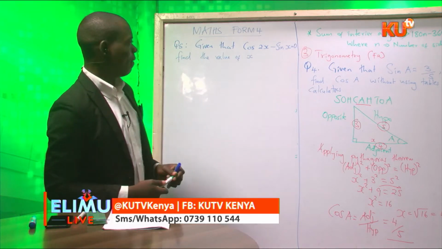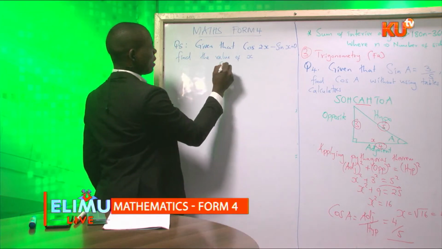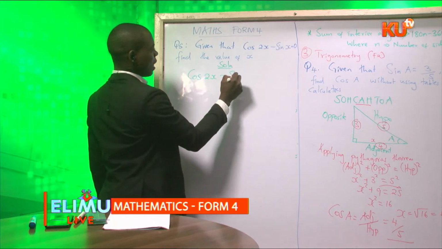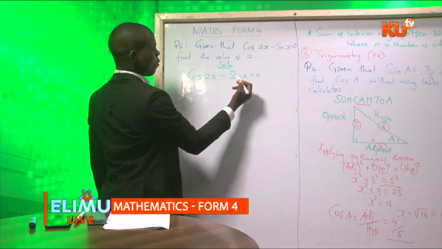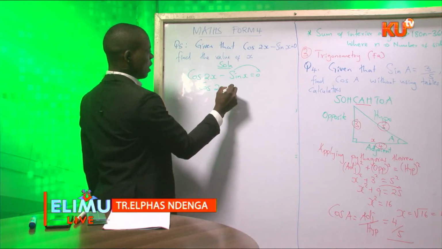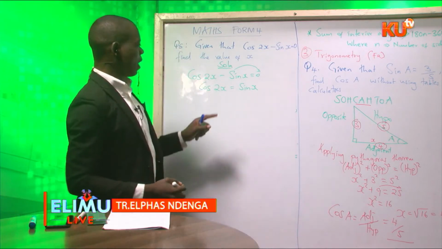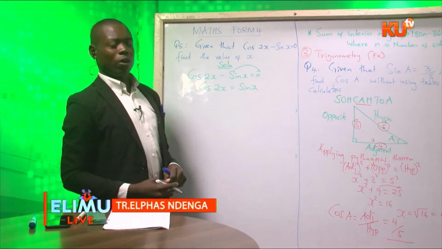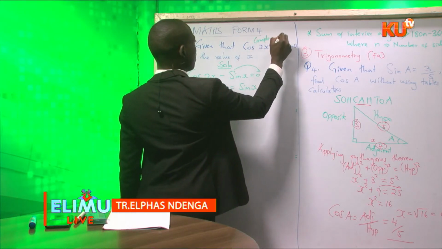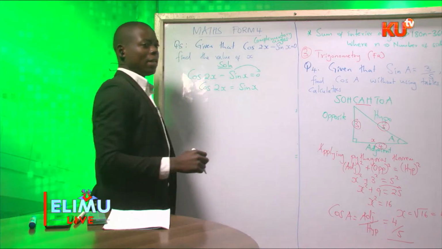So where do we begin? Yes, we have to look at these two. Cos 2x minus sin x equals 0. So if I take sine to the right side, it means that cos 2x equals sin x. And at the point where cos and sine are equal, we relate to what we call complementary angles. So students, what are complementary angles?